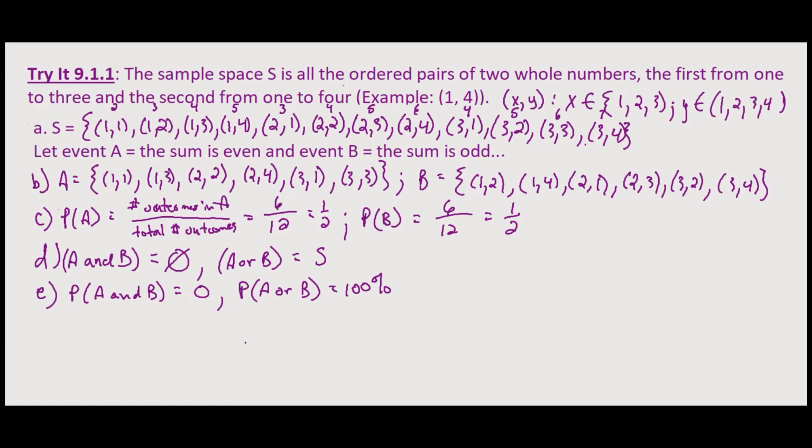Now in part F, we're asked about the complement of B. Well, we kind of went over this. The complement of B, B prime or B complement, that's just going to equal A, because everything that's outside of B is in A. So that means the probability of the complement of B equals the probability of A, which we already found. It's 1/2.